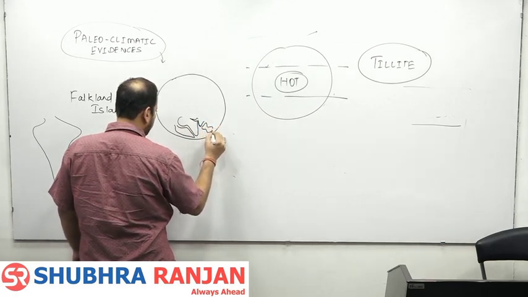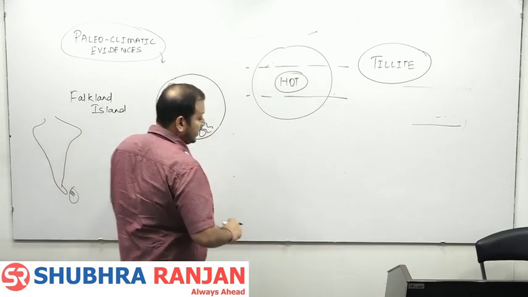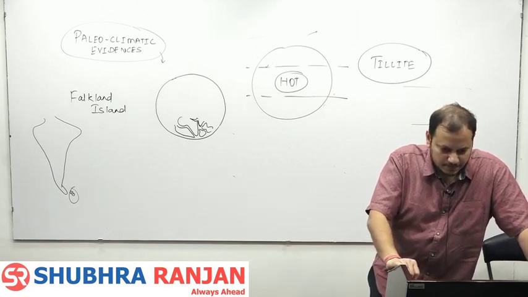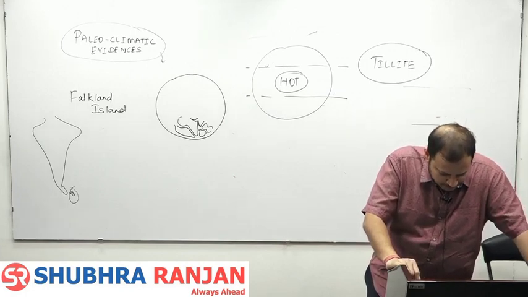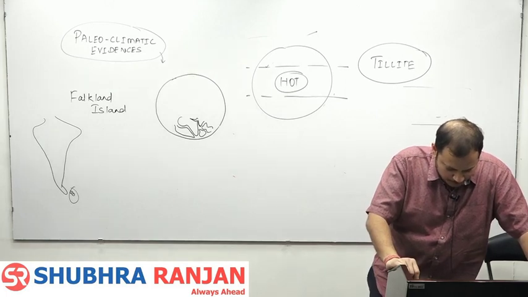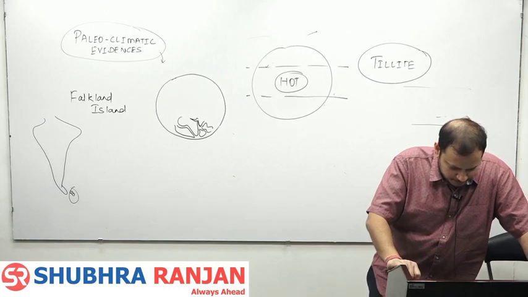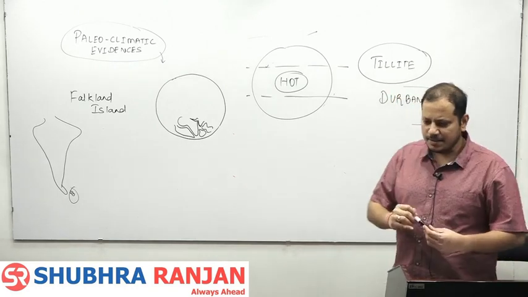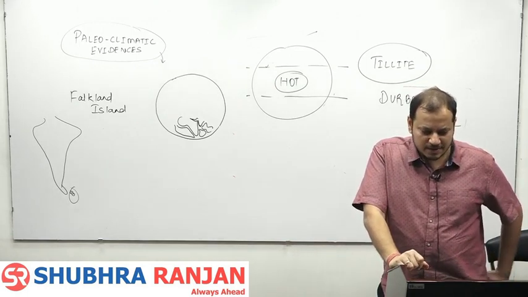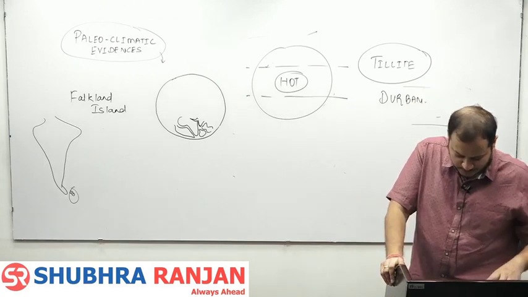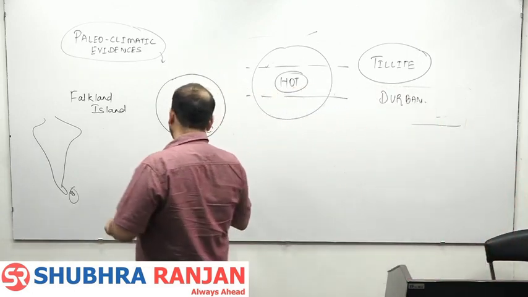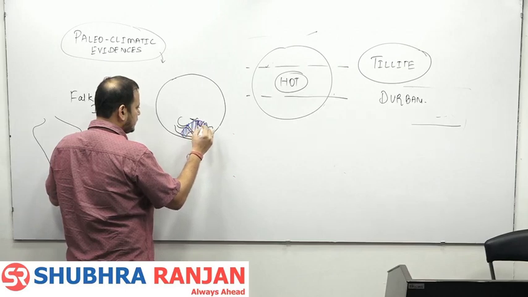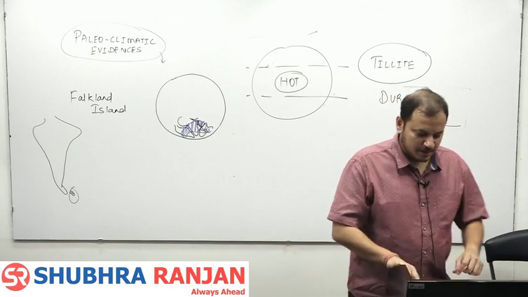because during that time the South Pole was located near the present day Durban. कहाँ पे है डरबन? साउथ अफ्रीका, present day Durban, and all these continents as a part of Gondwana landmass were located near the South Pole.